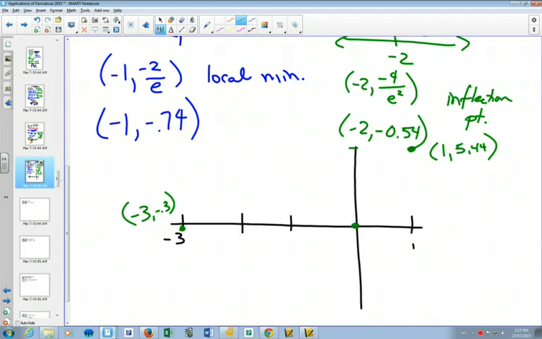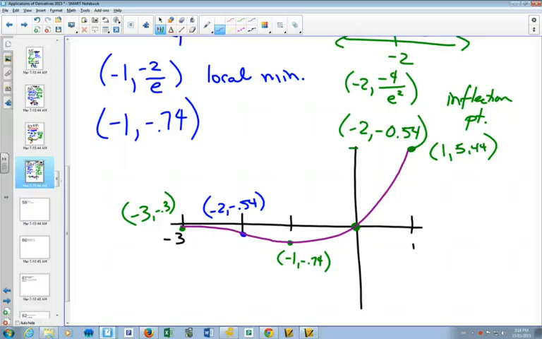We know that 0, 0 was a y-intercept. We know that -1, and if this is 5.44, -1 comma -0.74 will be about there. And our only inflection point is at -2, -0.54 right there. So for our final graph, we knew this part was concave down, and after that was concave up.